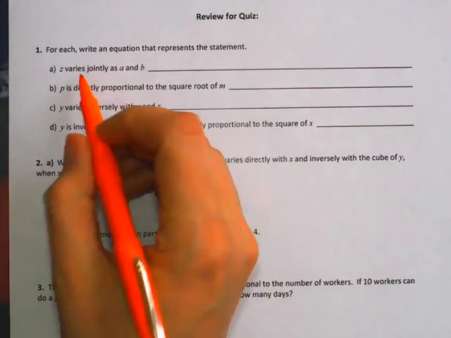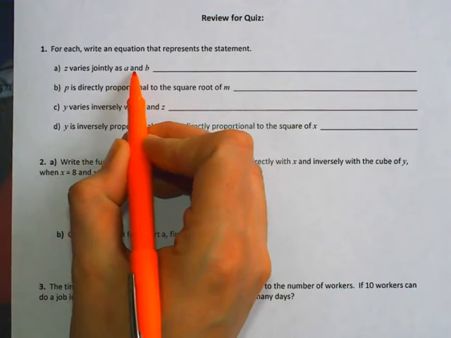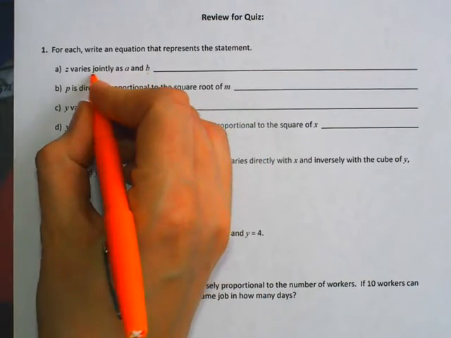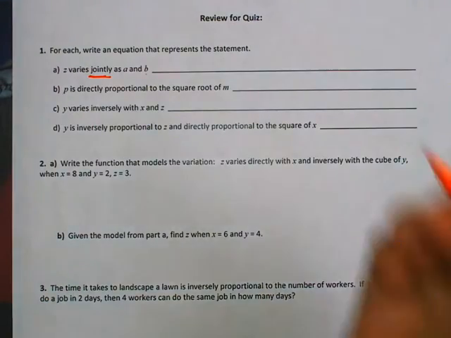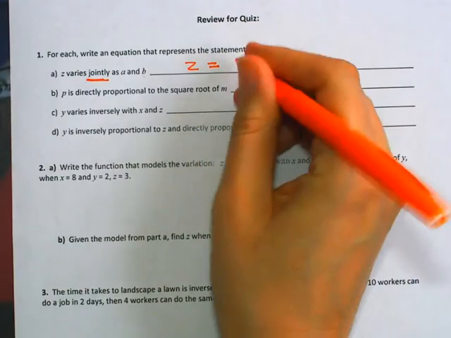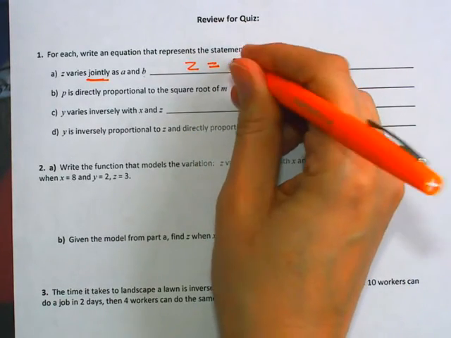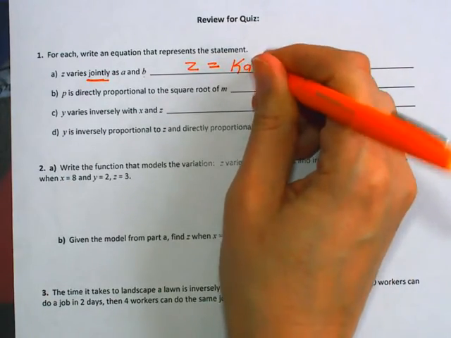Okay, so it says Z varies jointly as A and B. So we know jointly means multiplication. So Z equals, and remember you always need a constant, which we use K for the constant. So K times A times B.